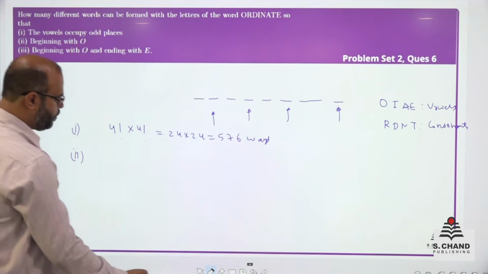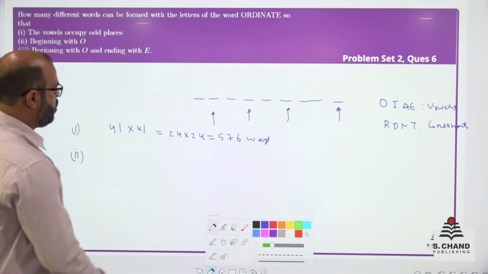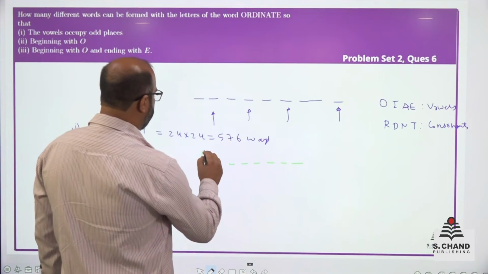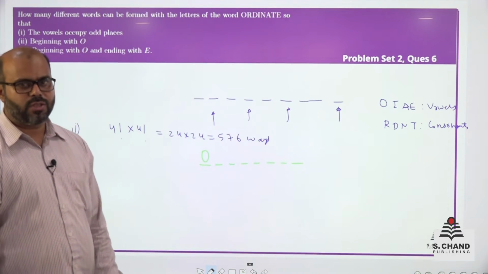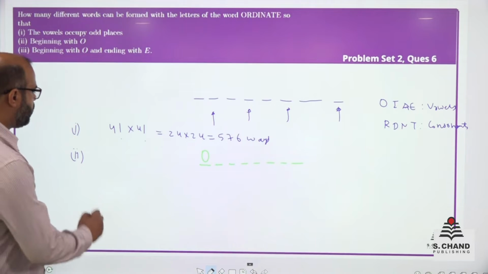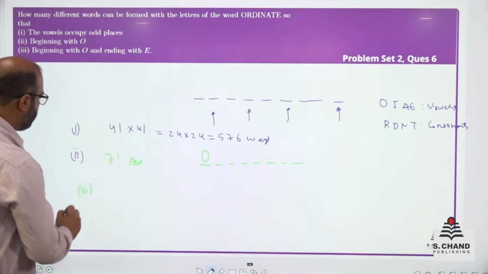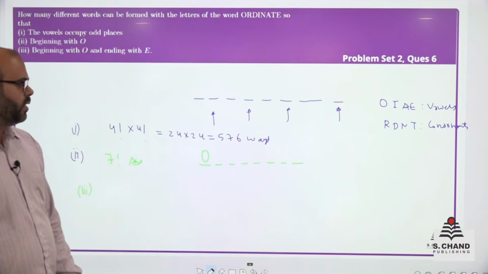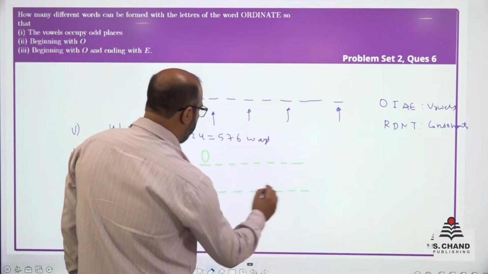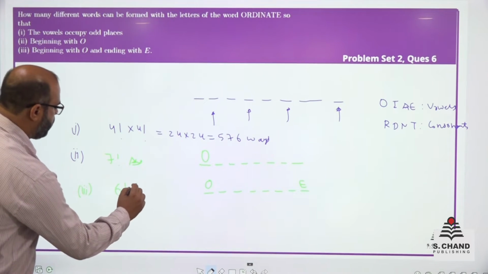For the second part, beginning with O. So out of the 8 places, the first place is O. So in that situation, the rest 7 places can be arranged in 7 factorial ways. So we'll just say 7 factorial. This will be our answer. Third one, beginning with O and ending with E. Now 8 places are there, beginning with O, ending with E. So how many ways this can be done is 6 factorial. That will be our answer.